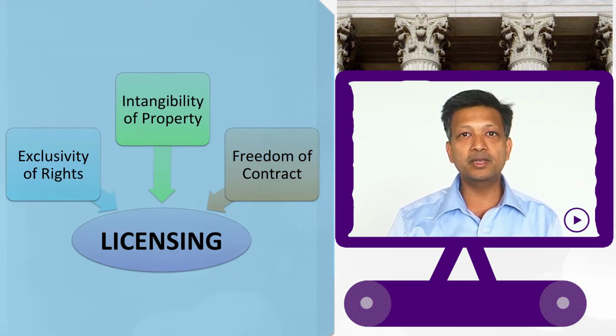The third aspect that gives impetus to the licensing activity is the freedom of contract. The law permits the owner to freely contract out his property. This freedom of contract also aids in the licensing activity.